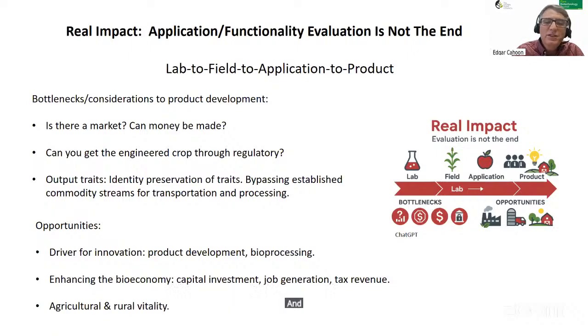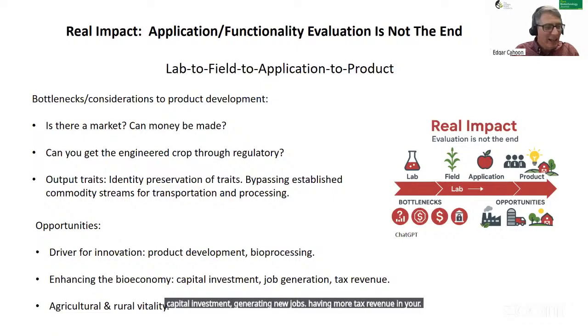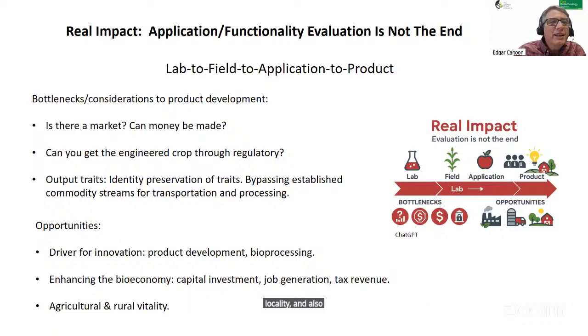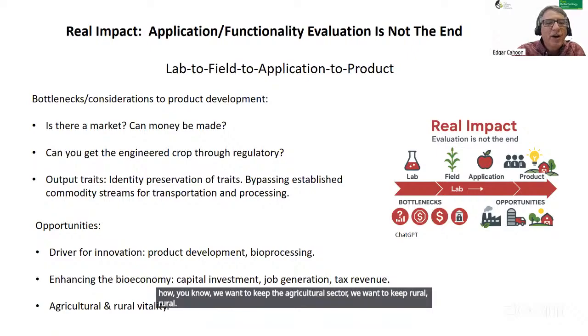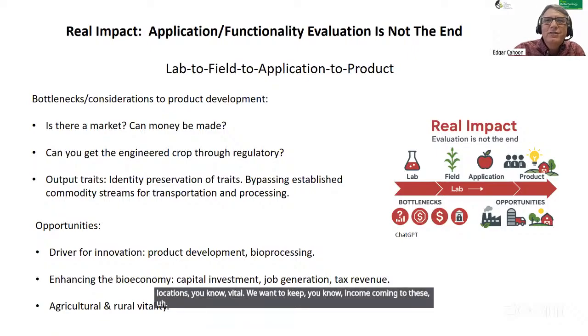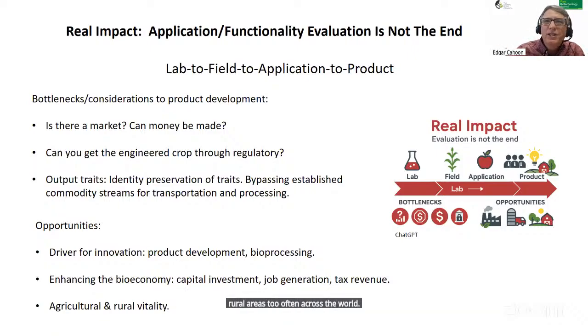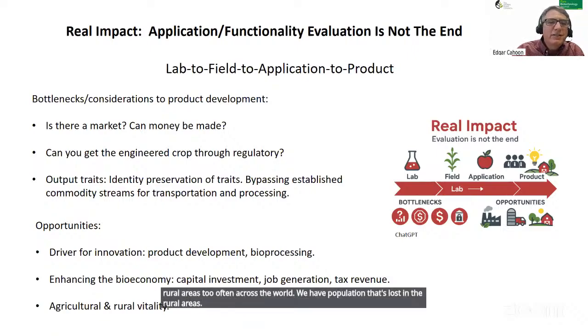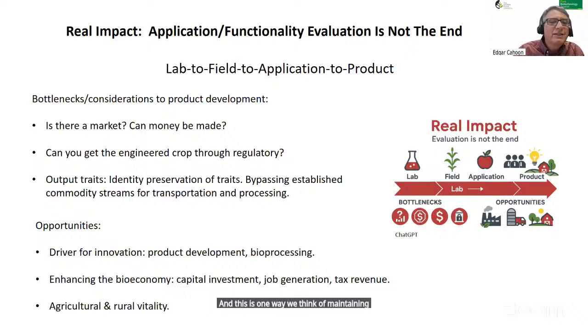And this is capital investment, generating new jobs, having more tax revenue in your locality. And also, we think a lot about how we want to keep the agricultural sector, we want to keep rural locations vital. We want to keep income coming to these rural areas. Too often across the world, we have population that's lost in the rural areas. And this is one way we think of maintaining rural vitality and enhancing value to agriculture. And with that, that's all we have.